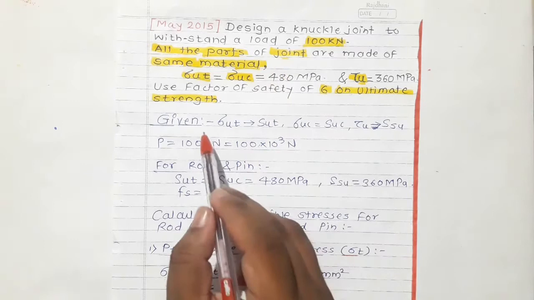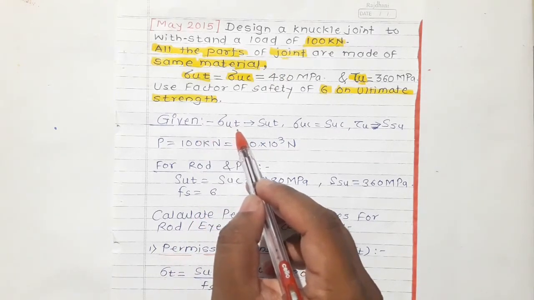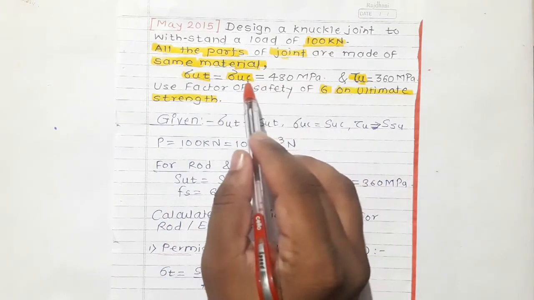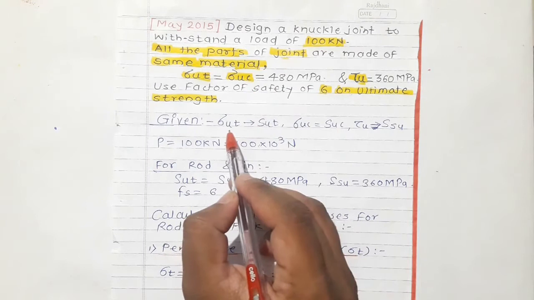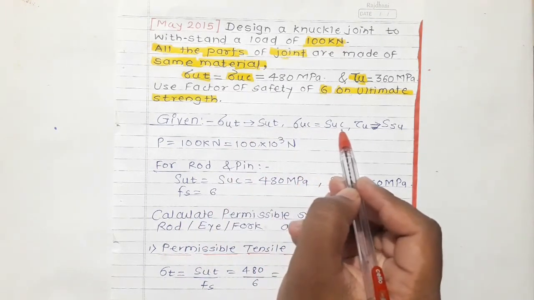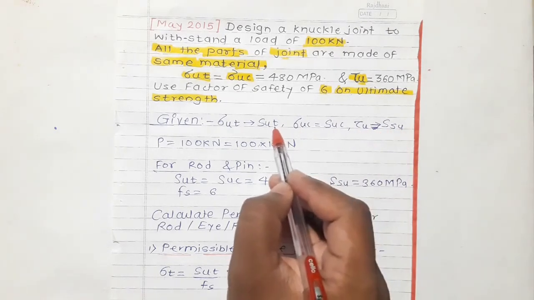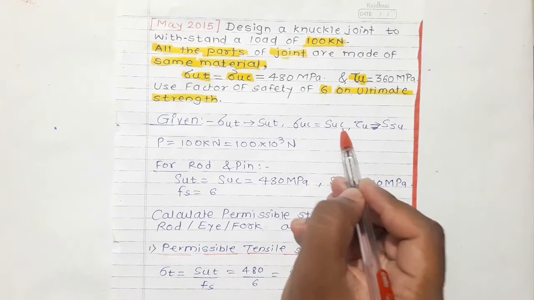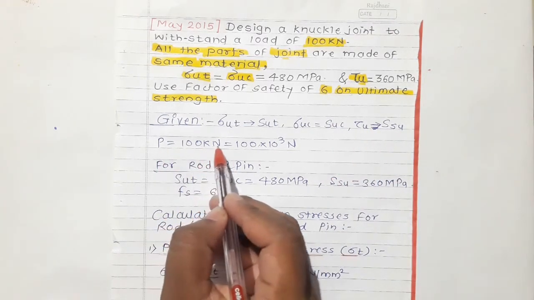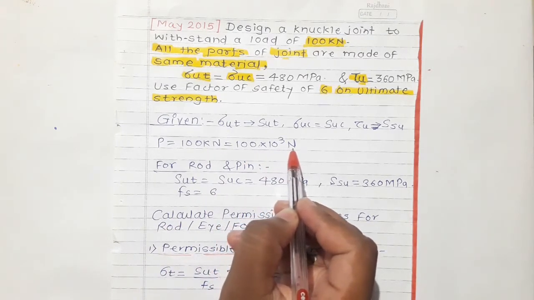First of all we will write the given data, and in the given data, instead of using such notation, we will write the notation that we are used to. We will replace sigma ut by SUT, sigma uc by SUC, and tau u by SSU. This is ultimate strength in tension, ultimate strength in compression, and ultimate strength in shear. P is given 100 kilonewton. Let us convert it into Newton: multiply by 10 to the power 3 and we get the force in Newton.